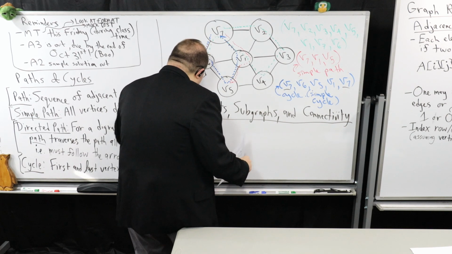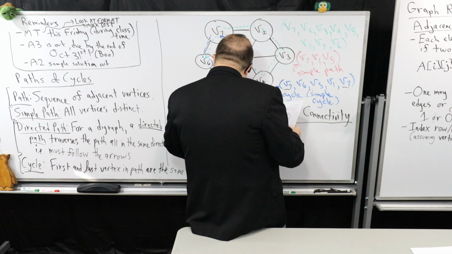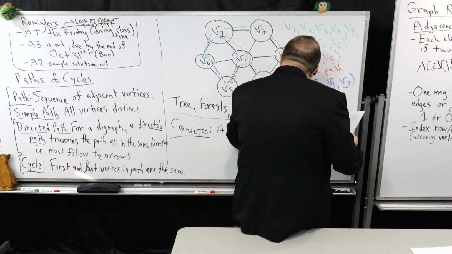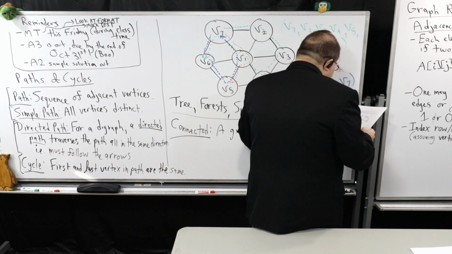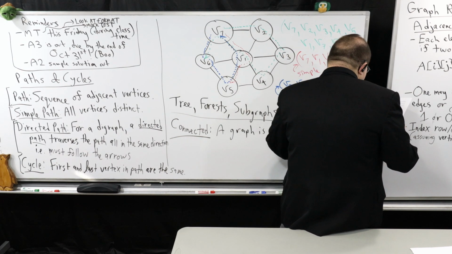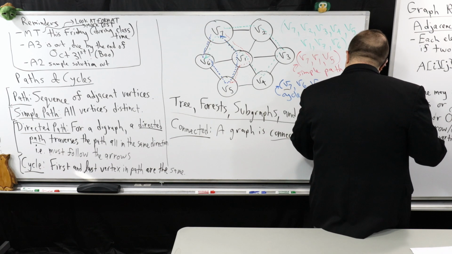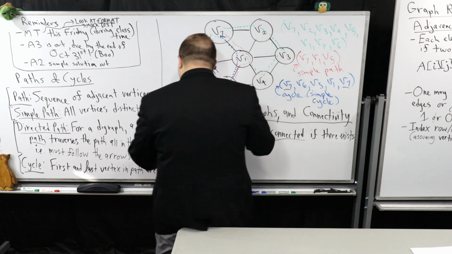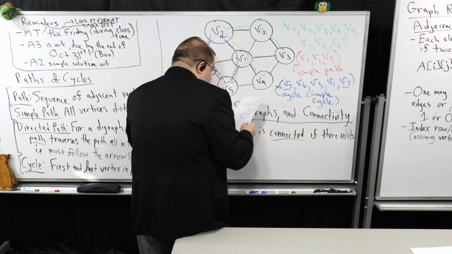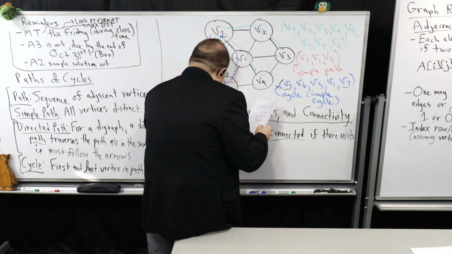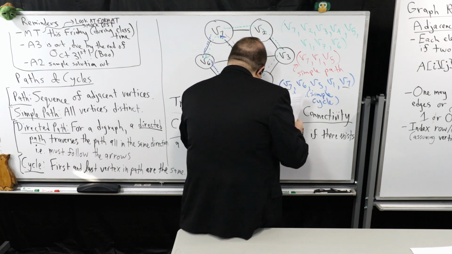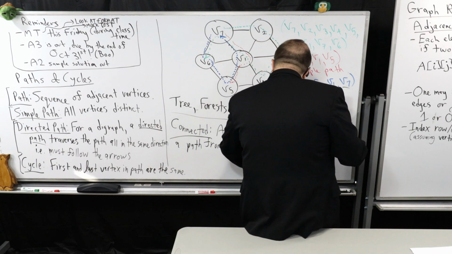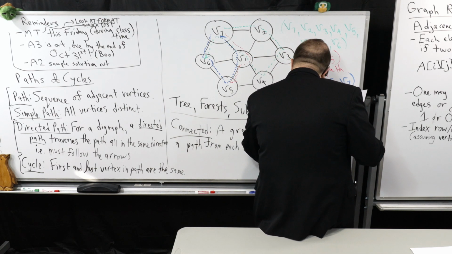If I tell you a graph is connected, then what I'm saying is: a graph is connected if there exists a path from each vertex to every other vertex.